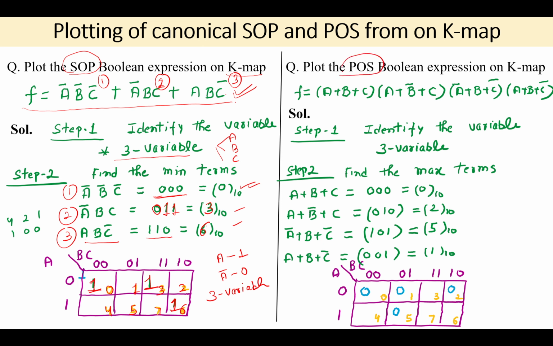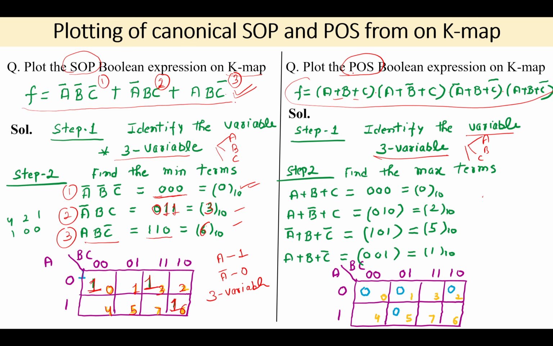Plot the POS expression. This time I have given you a product of sums expression, because here there is an addition sign and then multiplication. So we are going to represent this function on the K-map. Again, this question is solved in two steps. The first step, identify the variables. Again, we get three variables A, B, and C.